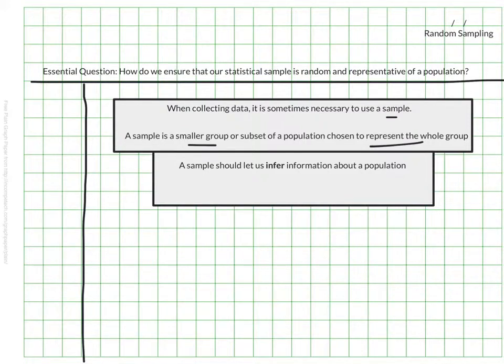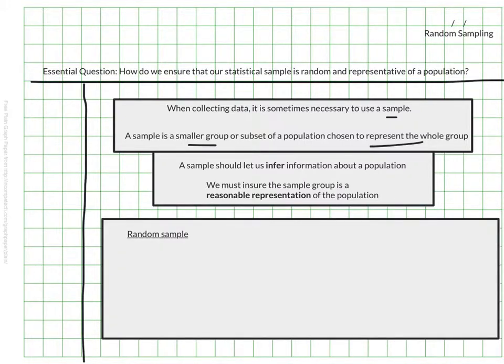Since that is the case, we must therefore ensure that whatever sample group we choose is a reasonable representation of that entire group or population. Which brings us to what we call a random sample.